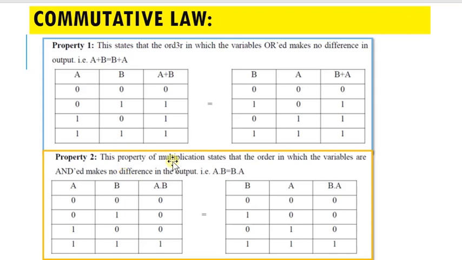So here the property says that multiplication states that the order in which the variables are ANDed makes no difference in the output. That is a dot b is equal to b dot a. So we have a here, b here, a dot b, b here, a here, b dot a. So we have performed a into b and we have performed b into a. The result is the same.